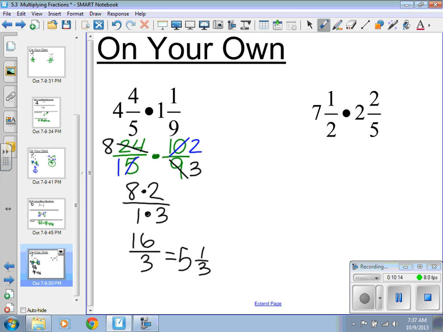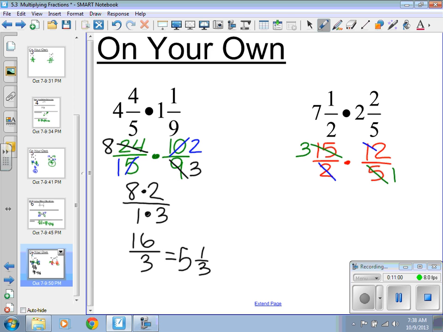Our final problem is 7 1/2 times 2 2/5. Again, pause it to do the problem and then come back to watch me do it. 7 times 2 is 14 plus 1 is 15 halves, times 2 times 5 is 10 plus 2 is 12 fifths. We look at this and we see that 5 and 15 both have a factor of 5 in common. 5 divided by 5 is 1. 15 divided by 5 is 3.